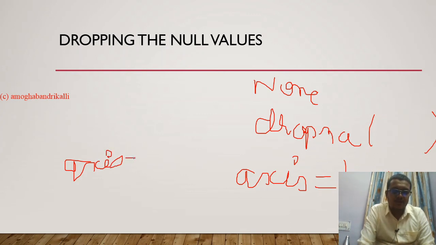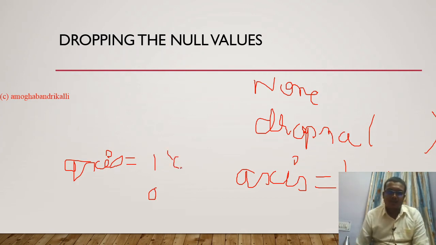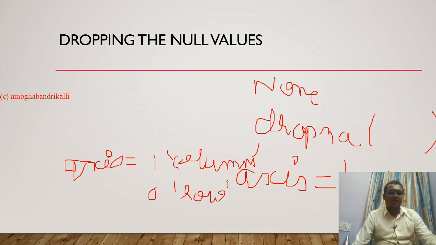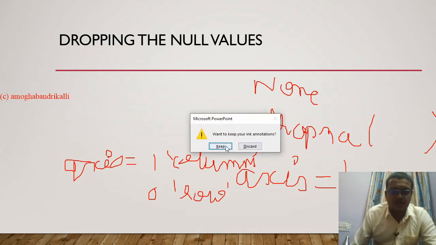In axis you can give axis as 1 if you are going to remove the column. You can give 0 for removing the row, or else you can give directly columns itself, or you can give row. Anything is fine. So you can drop the respective data set. Let me just show this.